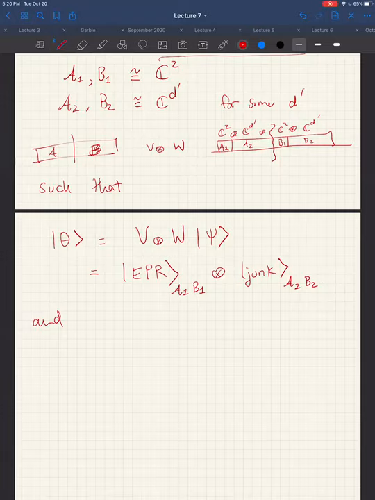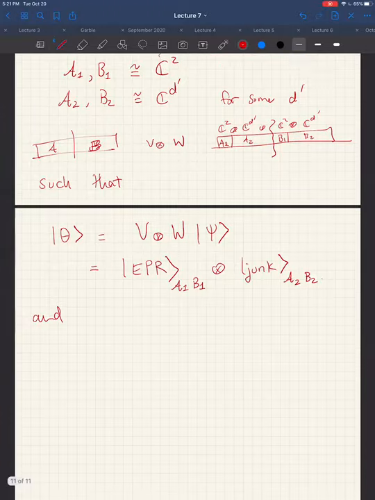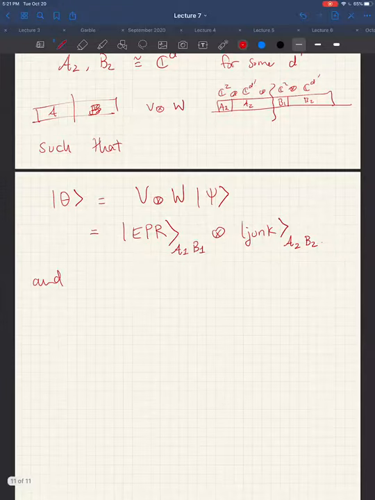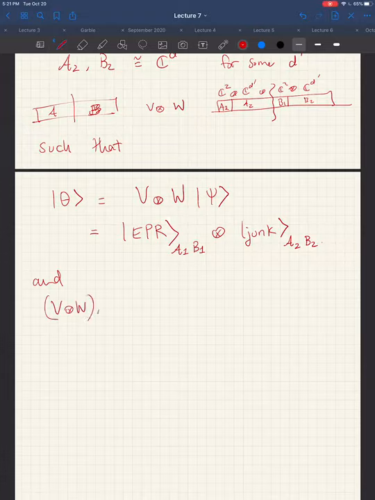Yeah, although you don't even need to go that far. The fact that I've written it as an EPR pair, by definition, means it cannot be entangled with anything else. Okay, so there's one more part to this theorem, which is to say, well, what about the operators? So it will look like this. Suppose... well, I'll just write it.